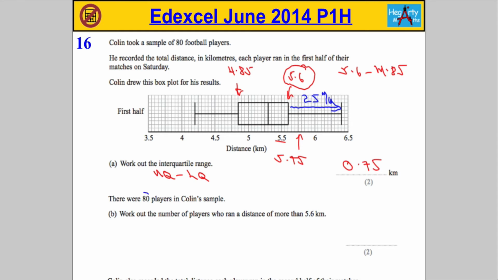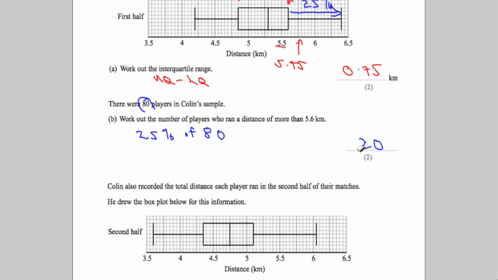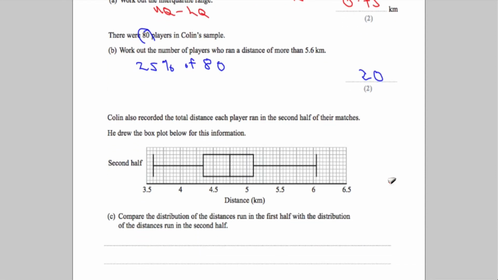So if there's 80 in total, and we want who ran 5.6 or more, well, we just need 25% of 80. 25% of 80 is a quarter, which is clearly 20 people. Okay, the next part. It says Colin also recorded the total distance each player ran in the second half, and then he draws another box plot, and we're asked to compare.